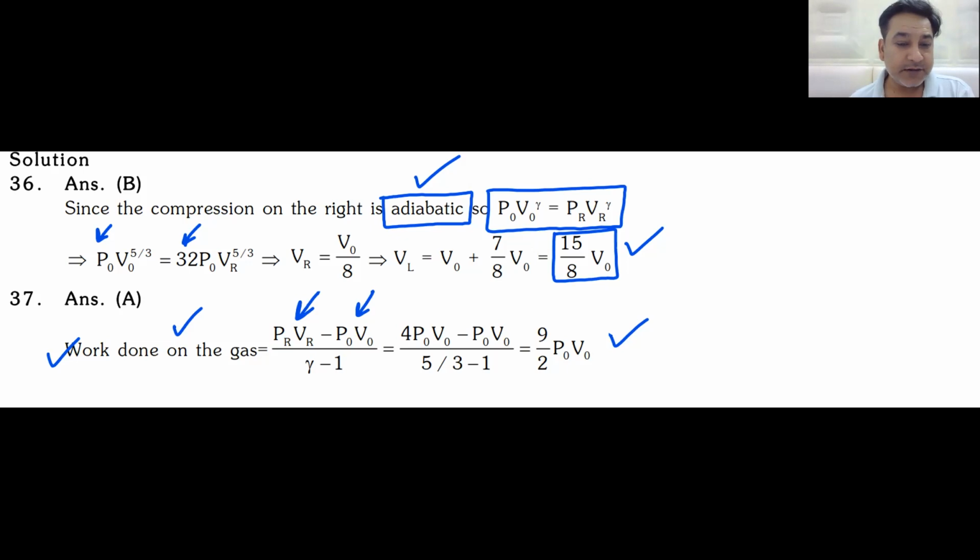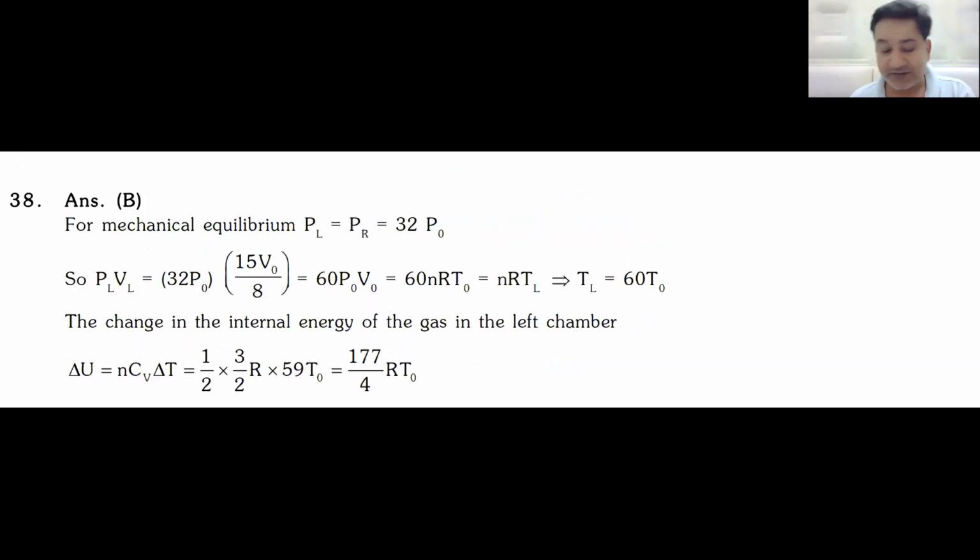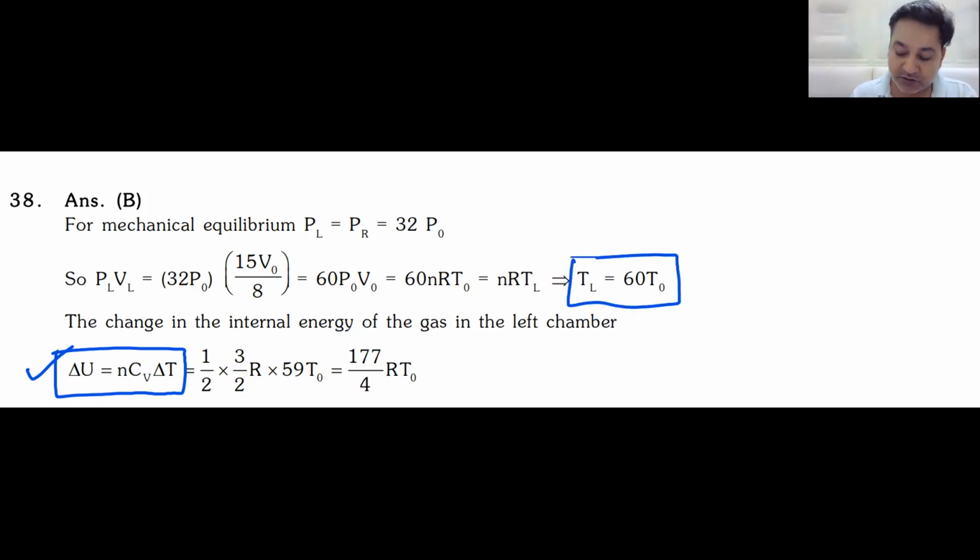Remember, we don't know what the process is, but we definitely know that for any process, the change in internal energy will always be equal to nCvΔT. We know the initial pressure, the initial volume, and the final pressure. We also know the final volume, because we know the volume of one side, so we know the volume of the other side. From here, you can get the temperature on the left hand side.